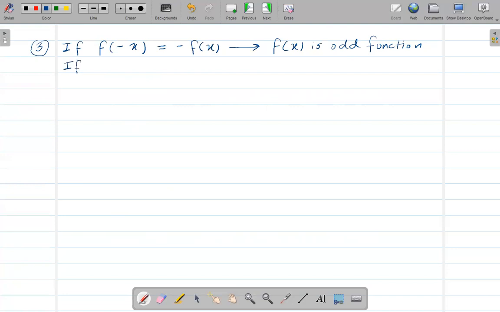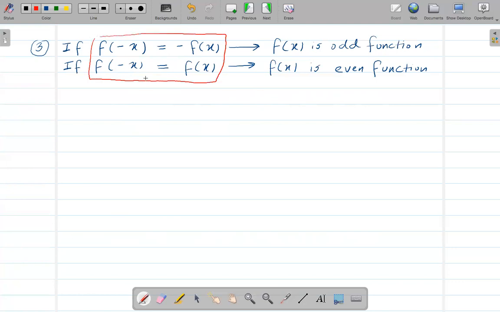And if f of negative x equals positive f of x, then f of x is an even function. One more thing: if it doesn't satisfy these two conditions, then it's nothing. If it satisfies the first condition, it's an odd function. If it satisfies the second condition, it's an even function. If it doesn't satisfy either condition, it's neither odd nor even.